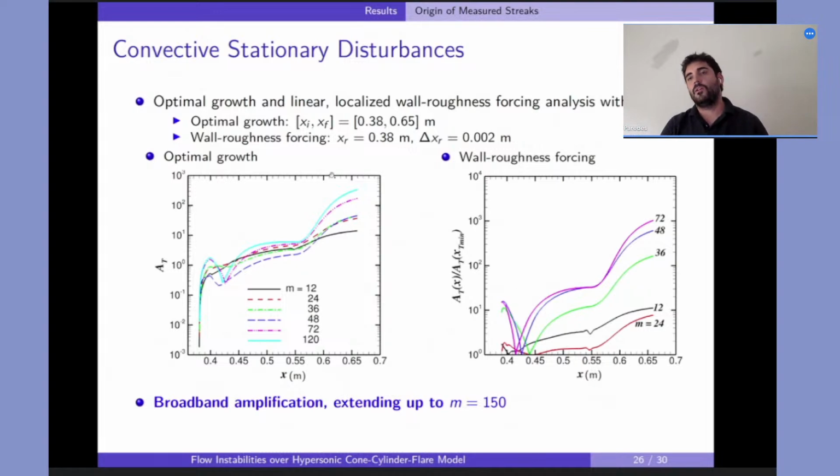And actually, we get kind of similar results. We have a broadband amplification of stationary, convective disturbances, extending up to m equal to 150. So this does not explain the measurements.